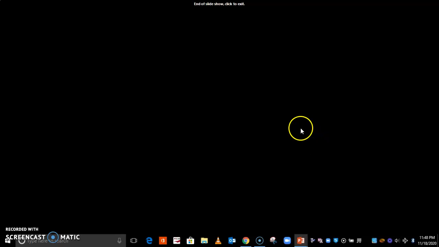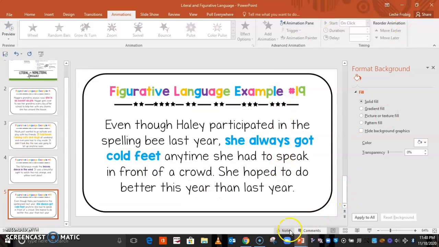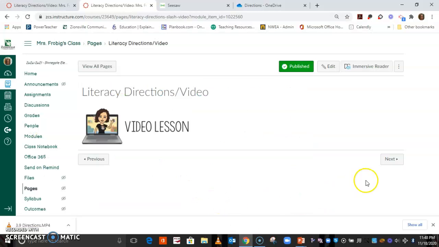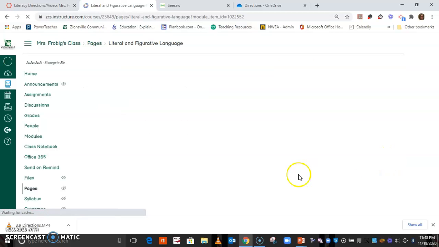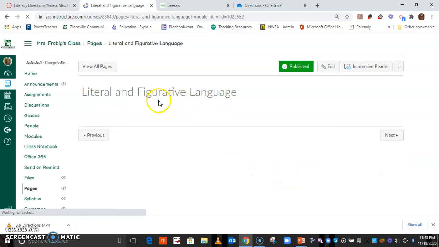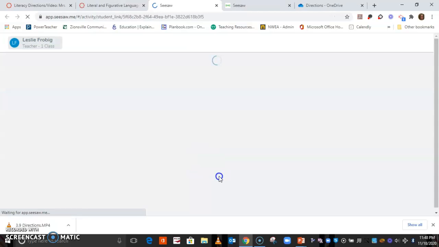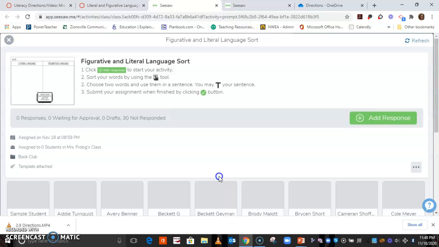Okay, so what we're going to do next, guys, you are going to head over to Seesaw and you're going to need that QR code again. And on Seesaw, you're going to get to a screen. You're going to have this activity here, the figurative and literal language sort. And I have your directions here. Click the add response to start your activity. You're going to sort your, and it says words, actually they're sentences. You're going to sort them. You're going to use that little finger drag tool.